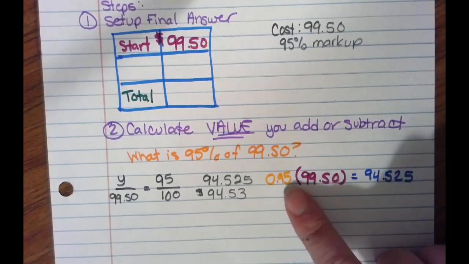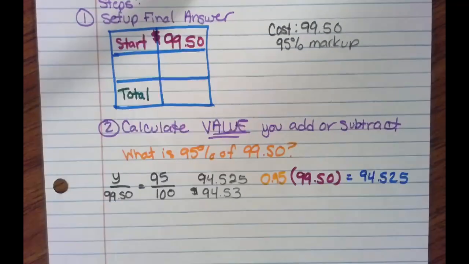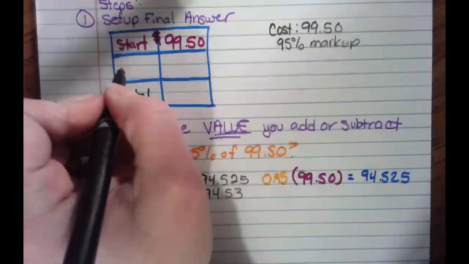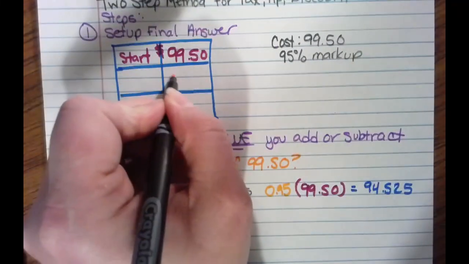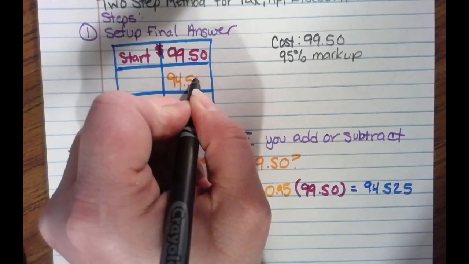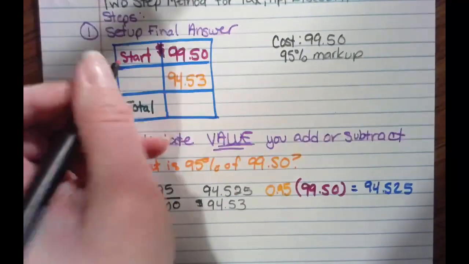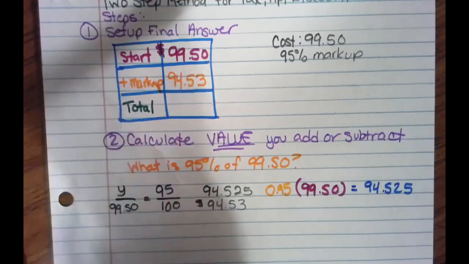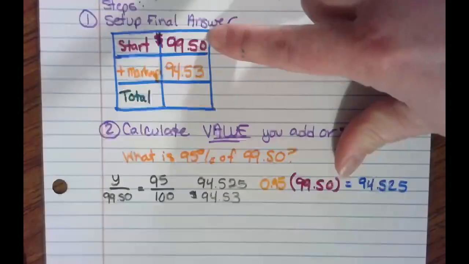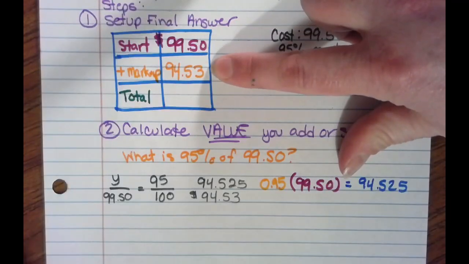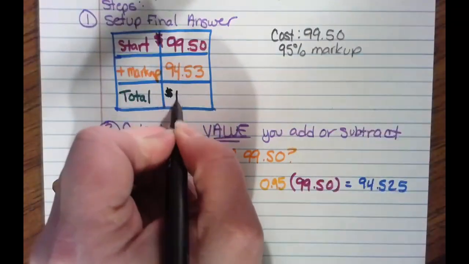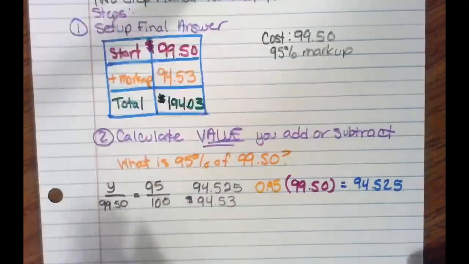So remember, either way, if you have an original and a percent, you can just multiply those two together, or you can set up the proportion. But in the end, what we found is our markup is 94.53. So we're going to say plus our markup. Okay, so that's how we write that. We say, all right, we started with this amount, we added our markup. So what is our total? Our total, well, we just add those two together, and we get 194.03.